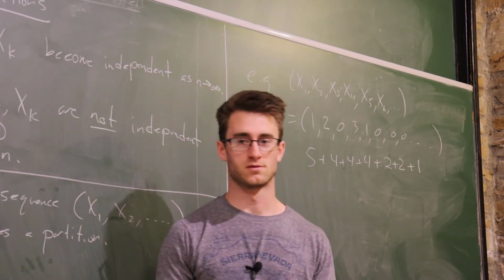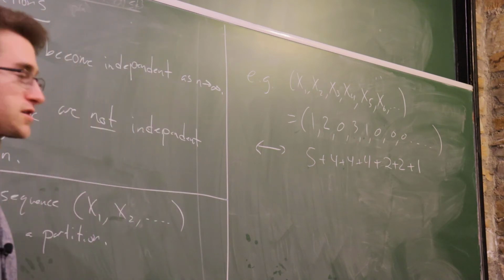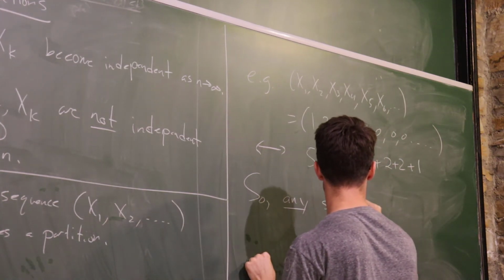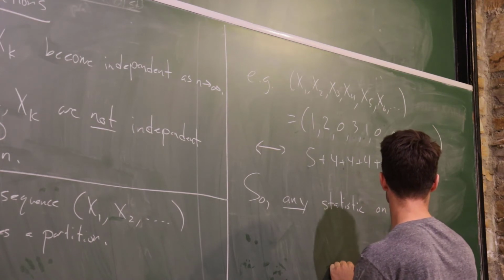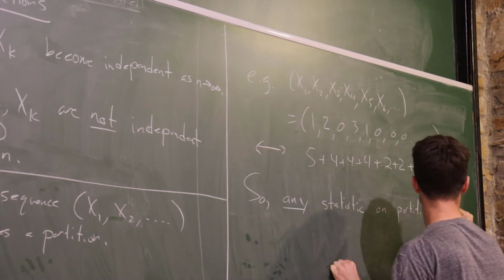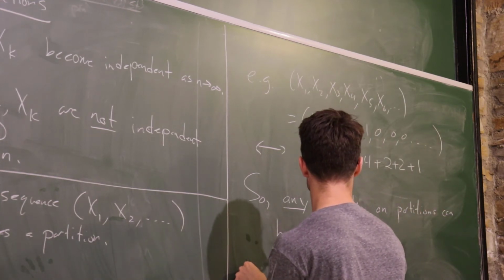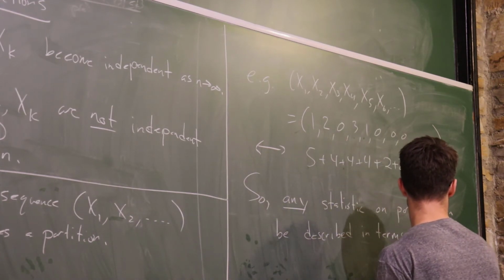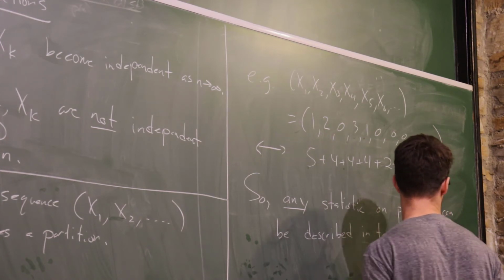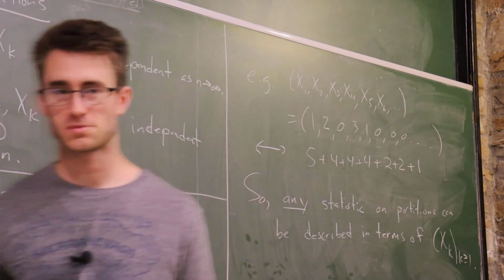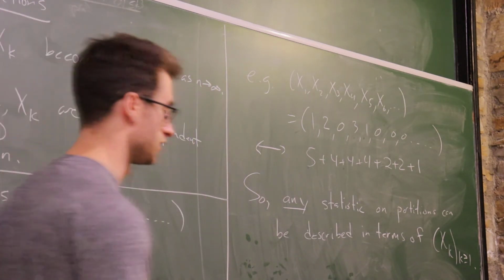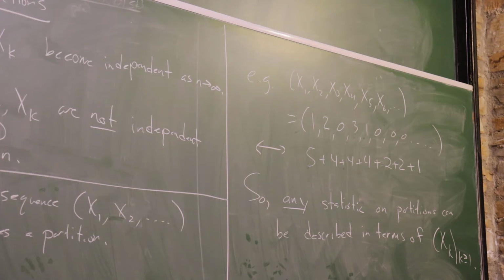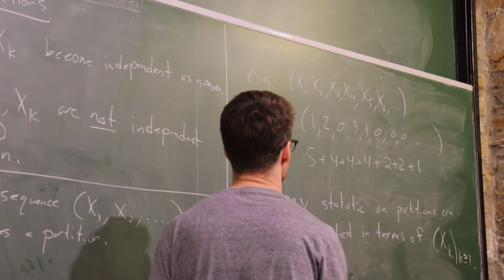That means that any statistic that we can describe about partitions, we can describe in terms of the xk's. You can describe the largest part. You can describe the rank of a partition, if you know what that is. You can describe the size of the Durfee square. You can describe all kinds of things. I leave it as a homework assignment to think about how to describe some of these statistics I've named.